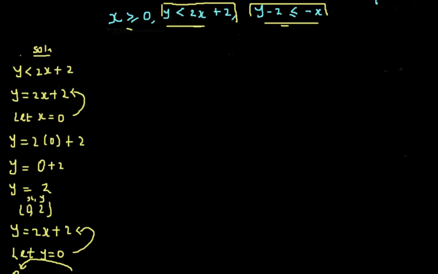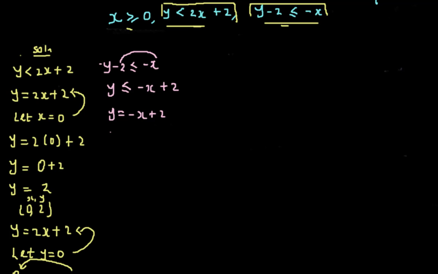So if I change the color here, I'll be having y minus 2 is less than or equals to minus x. Now before we take the first step, we need to make y the subject of the formula. So minus 2 goes to the other side. We'll be having y is less than or equals to minus x plus 2. I hope you understand. So we can turn this into an equation. Y equals to minus x plus 2.